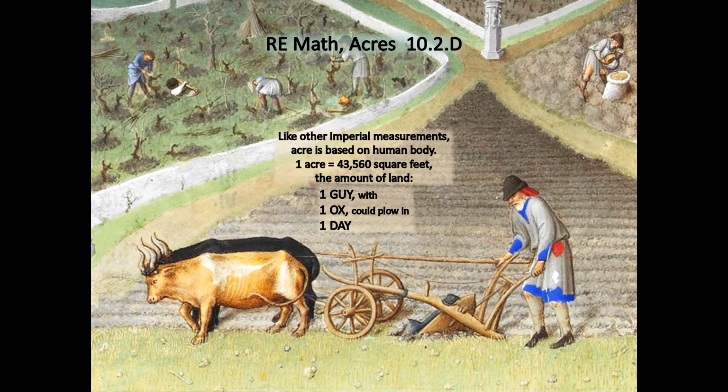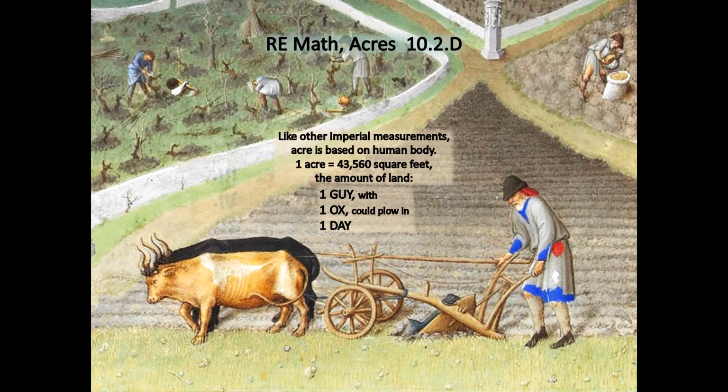Now we're going to talk about measuring land in acres. Now, it's no accident that I am showing you a painting here from the Middle Ages, because that's how old this concept is. Now, in America, we use the imperial system of measurement, which is based on the human body. And the acre, like other imperial measurements, is indeed based on the human body. Now, 1 acre equals 43,560 square feet. Now, where in the world did they come up with such an arbitrary number? Well, it represents the amount of land that one guy with one ox could plow in one day.